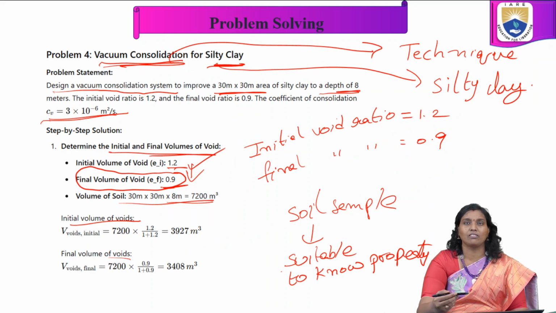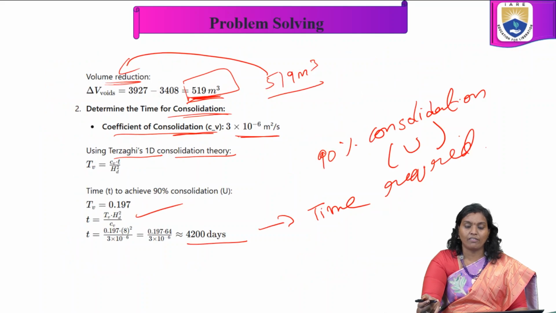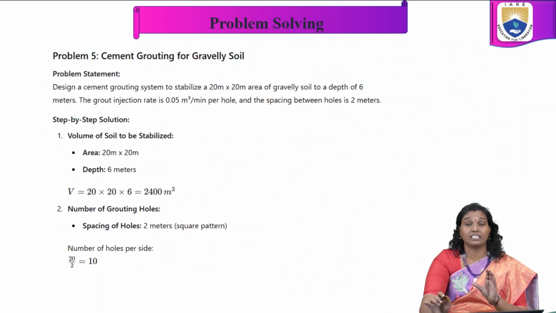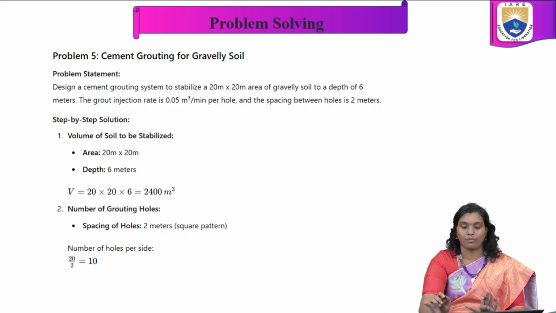These are the things involved in vacuum consolidation for silty clays. Here, what we understand is what type of soil there is and which technique we are choosing. The type of soil is the important parameter. So like that, we are going to design according to the statement.